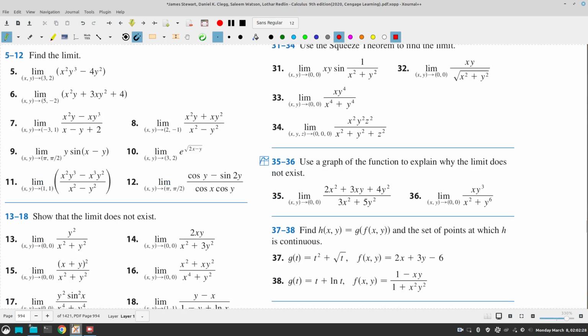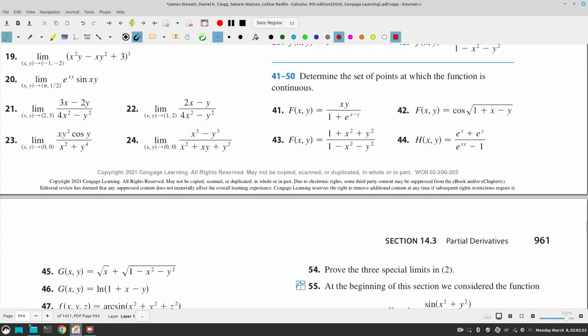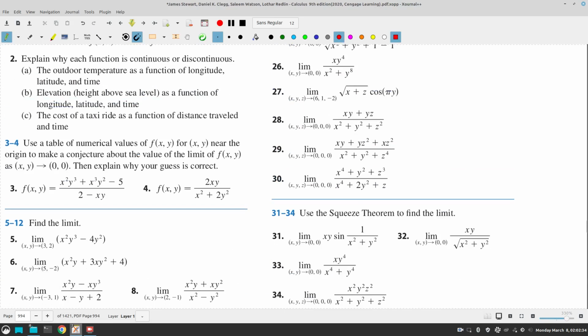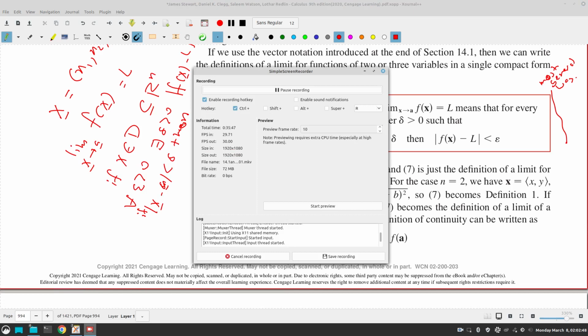Okay, so that's it for this lecture. We've covered 14.1 and 14.2, and next week we're going to look at partial derivatives. We're going to define what the partial derivative is, and we're going to try to figure out why this is useful. Okay, thank you very much.